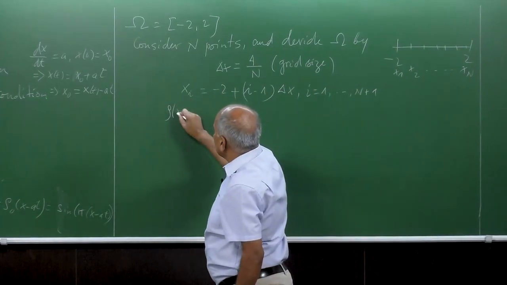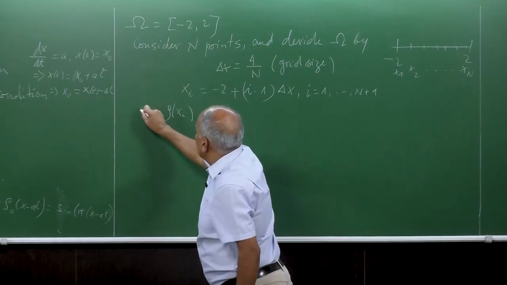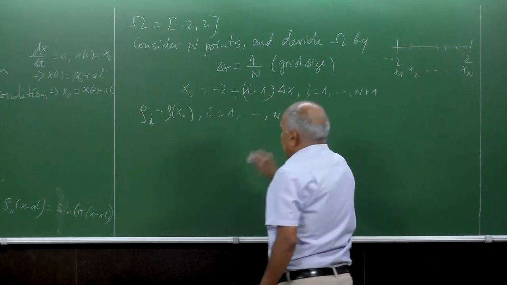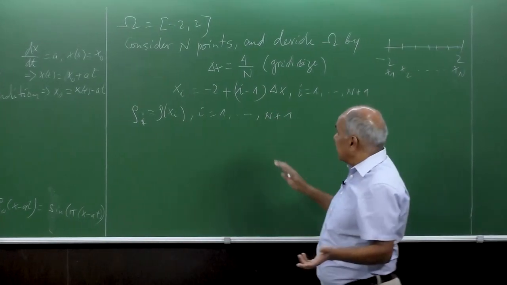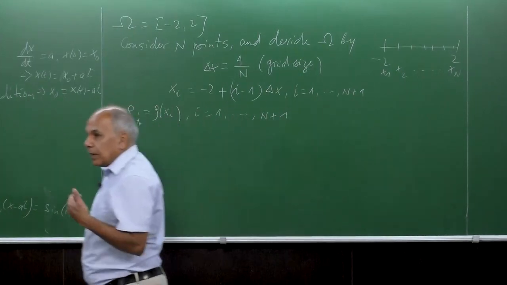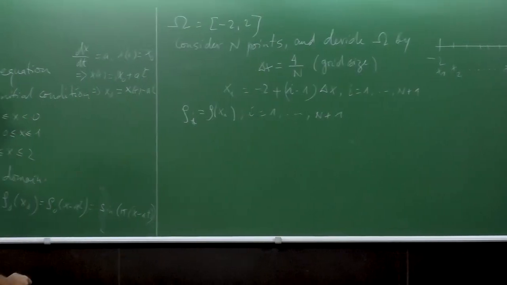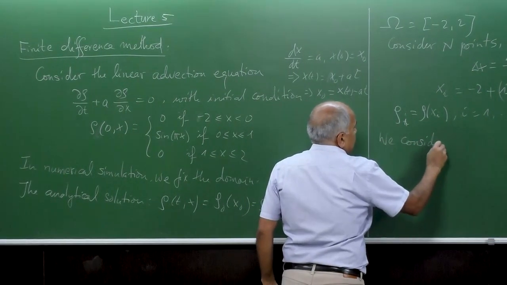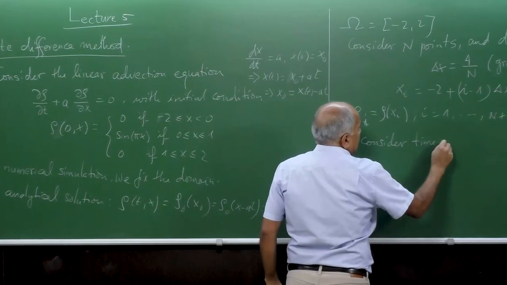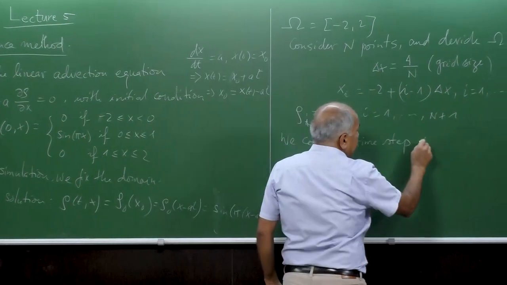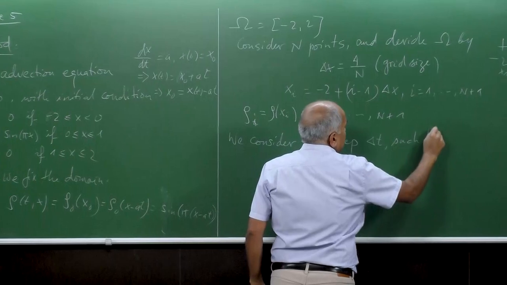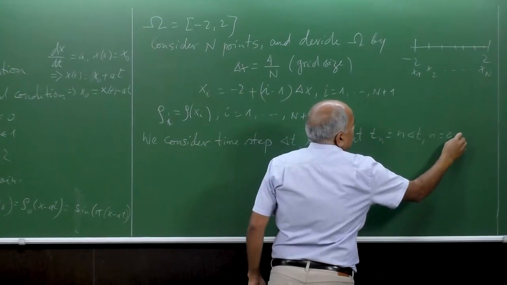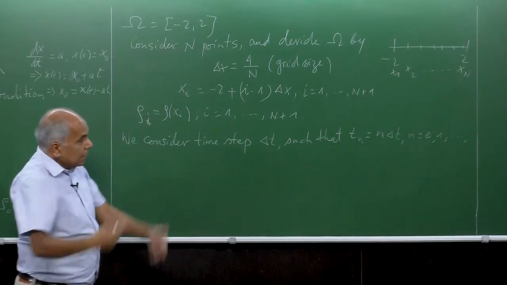And I define rho of i as rho of x i, where i also runs from 1 to n plus 1. Now these are the discrete values, so what about time? We also need to do the time integration here, so we consider a time step delta t such that the discrete time step t n is n times delta t, where n is equal to 0, 1, and so on, until we go to the final time step.